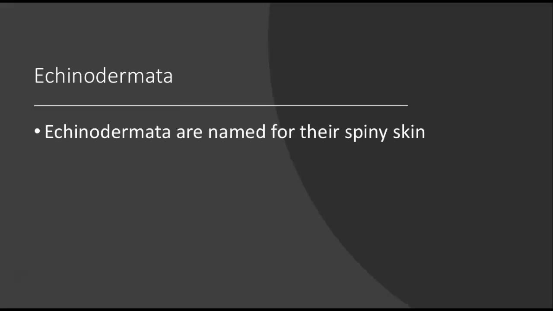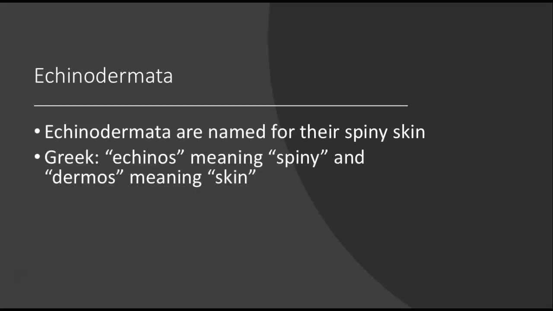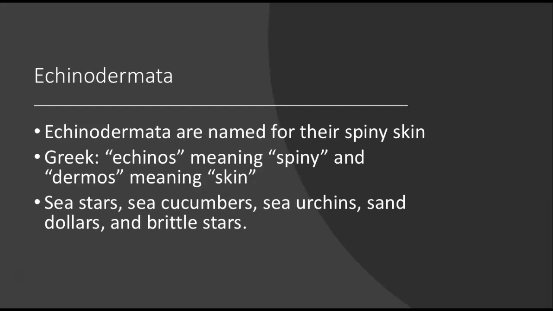The echinodermata are named for spiny skin. The Greek word echinos means spiny and dermos means skin. So these are spiny skinned organisms. These are your sea stars, your sea cucumbers, sea urchins, the sand dollars, and the brittle stars. They are exclusively marine organisms, meaning once again that they live in salt water. And let's get into some more stuff about echinoderms right now.